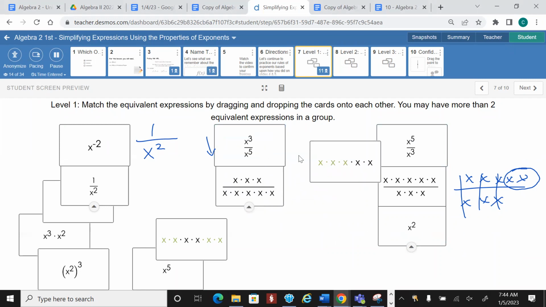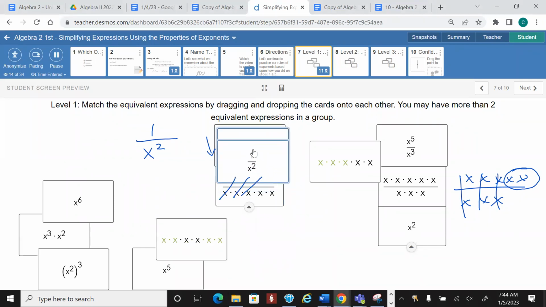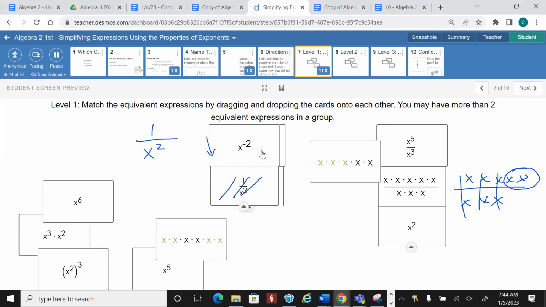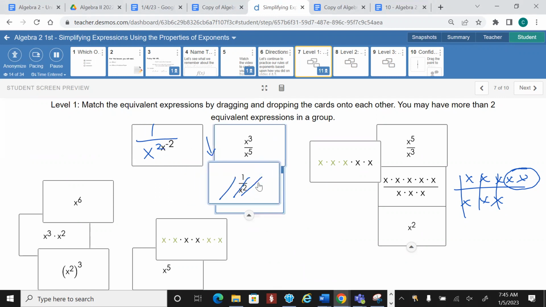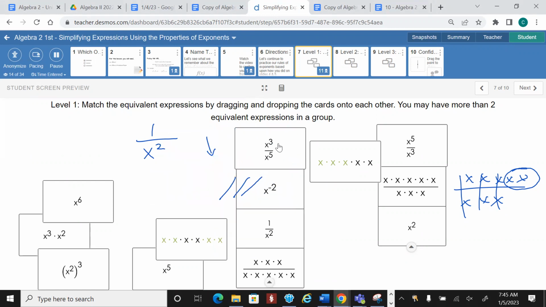How many will cancel on this? Well, it'll be 1 over x to the 2nd, right? So 1 over x to the 2nd matches up with this stuff. So these will all go together, if I can drop them in. Won't let me drop. Boom. There we go.